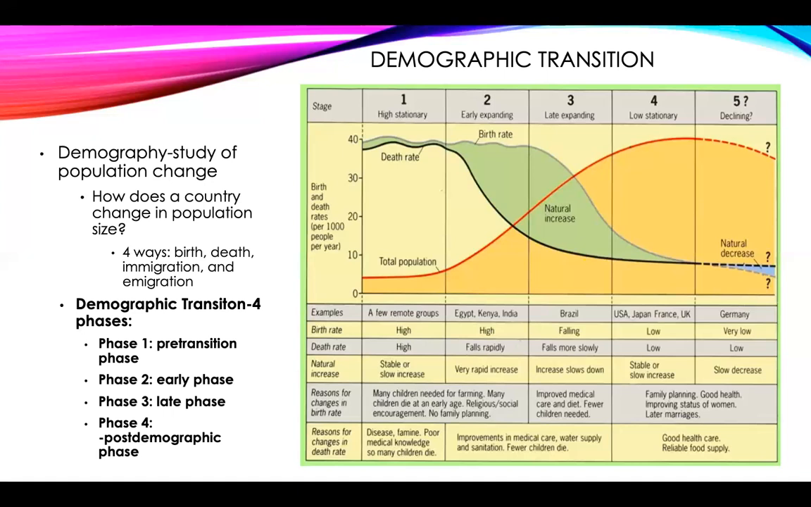That possible fifth, the declining or post-demographic phase, we're seeing that in a few countries, Germany, Italy in particular. Japan, some people have argued, has moved from phase 4 to phase 5. That's because while your death rate is low, your birth rate is now very low, meaning it's dropped below what we call the replacement rate.